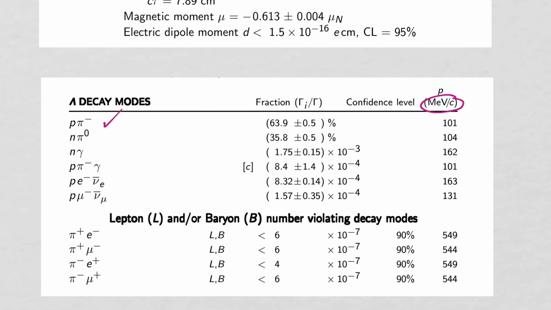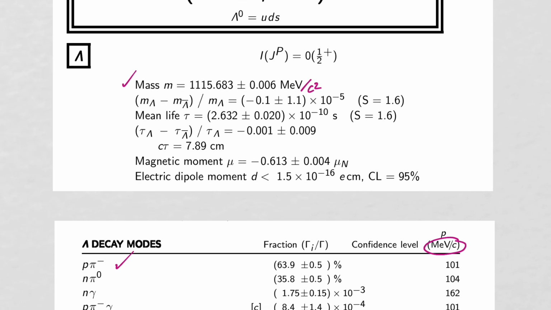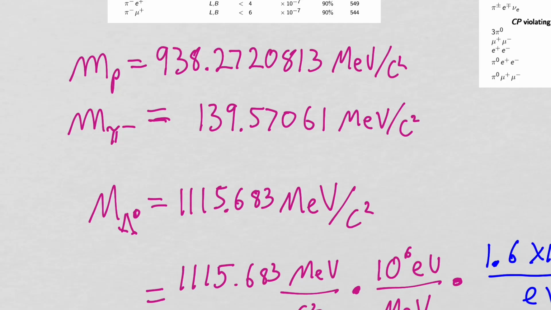We're picking a decay mode, and we're looking at the mass of the lambda. Now we need to know the mass of the proton and the mass of the negative pion. So I've dug that up separately, and let's have a look at some of the unit questions. All right, so the mass of the lambda particle right here is 1,115.683 mega electron volts.